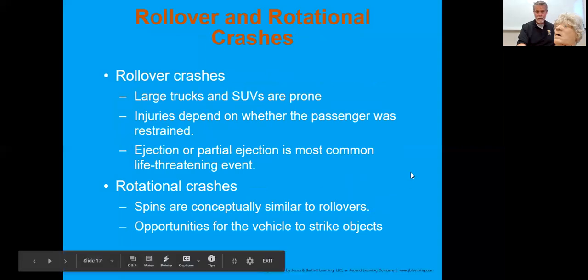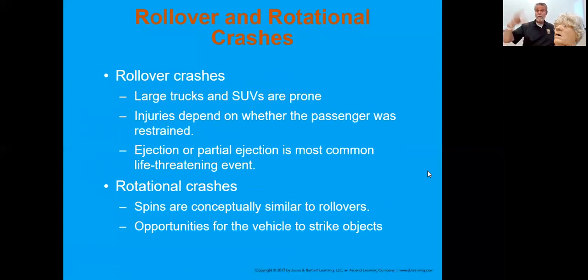In the rollover crashes, ejection or partial ejection is the most common life-threatening injury. Again, we're talking about a vehicle that's just rolling over. Some of the vehicles that are more prone to this are the trucks or the SUVs, because they're up a little bit higher. But was the passenger restrained? Were they not restrained? All these questions and assessments that we're going to do as we approach that area.